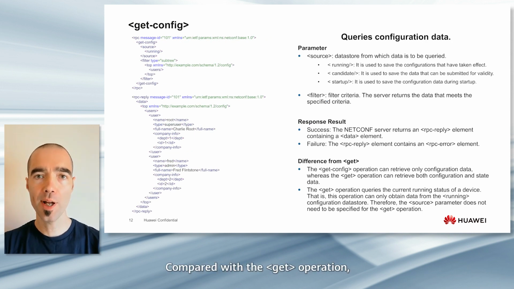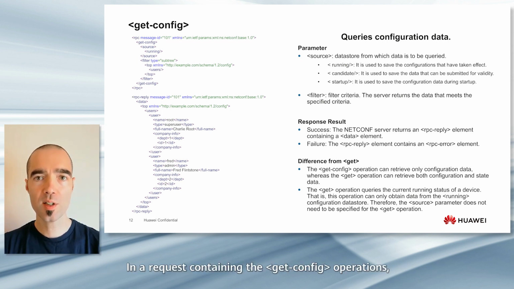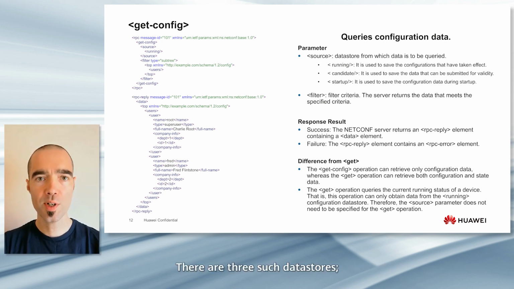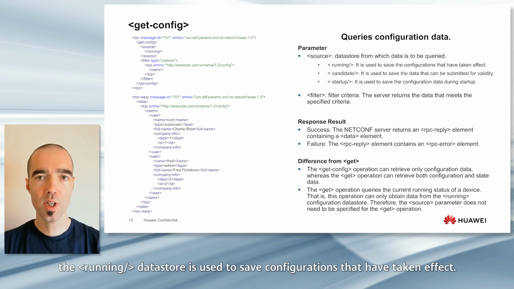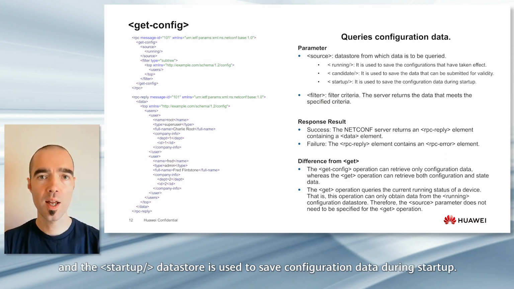Compared with the get operation, the getConfig operation can query only the configuration data of a device. In a request containing the getConfig operation, the source parameter specifies the configuration data store from which data is queried. There are 3 such data stores. The running data store is used to save configurations that have taken effect. The candidate data store is used to save data that can be submitted for validation, and the startup data store is used to save configuration data during startup.